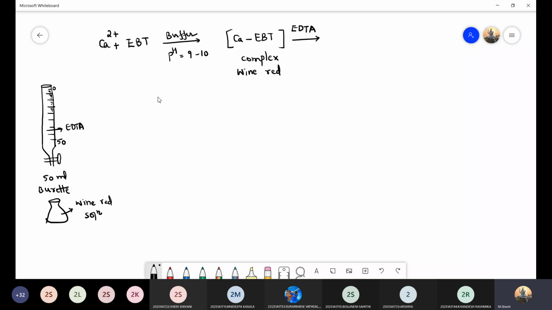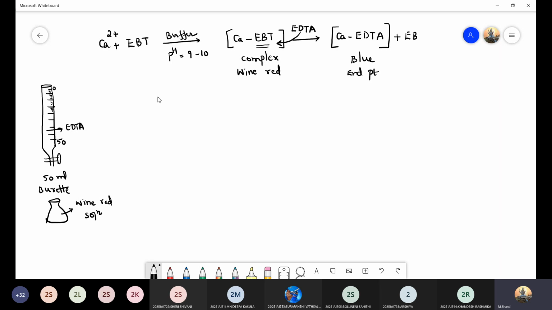This titration will be continued till you get a blue color. So what is the end point here? Blue color. So you are going to continue the titration till you observe blue color. And the blue color is the complex you are getting in the end. The EBT molecules will be replaced by EDTA. Once all the molecules of EBT are completely replaced by EDTA, you get a blue color.